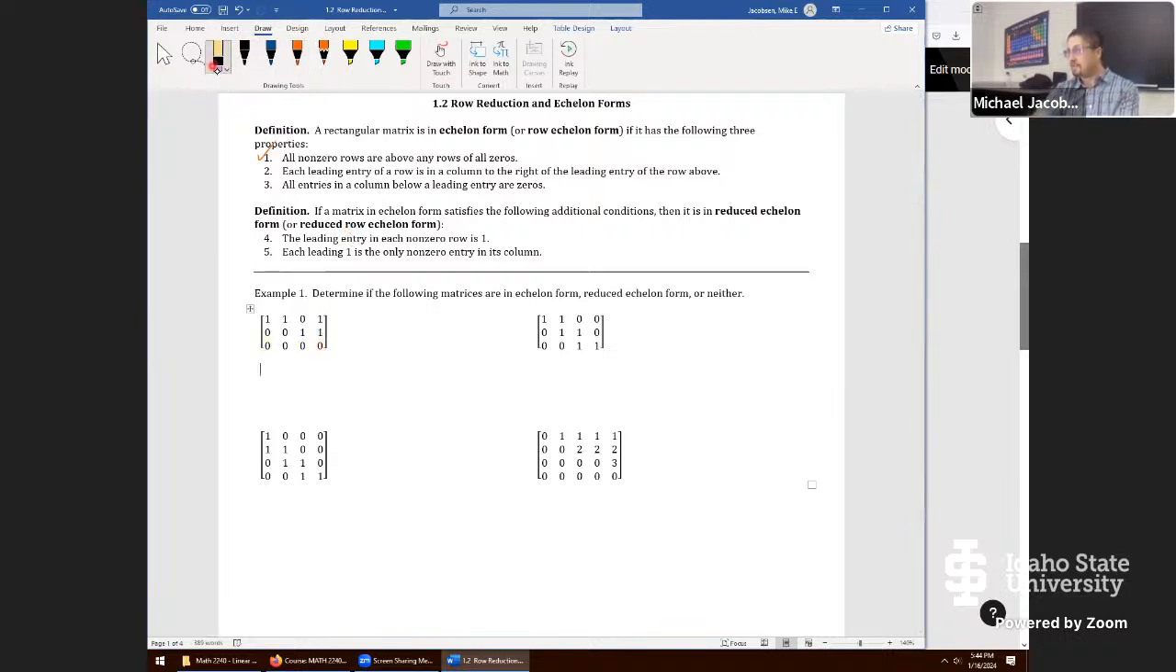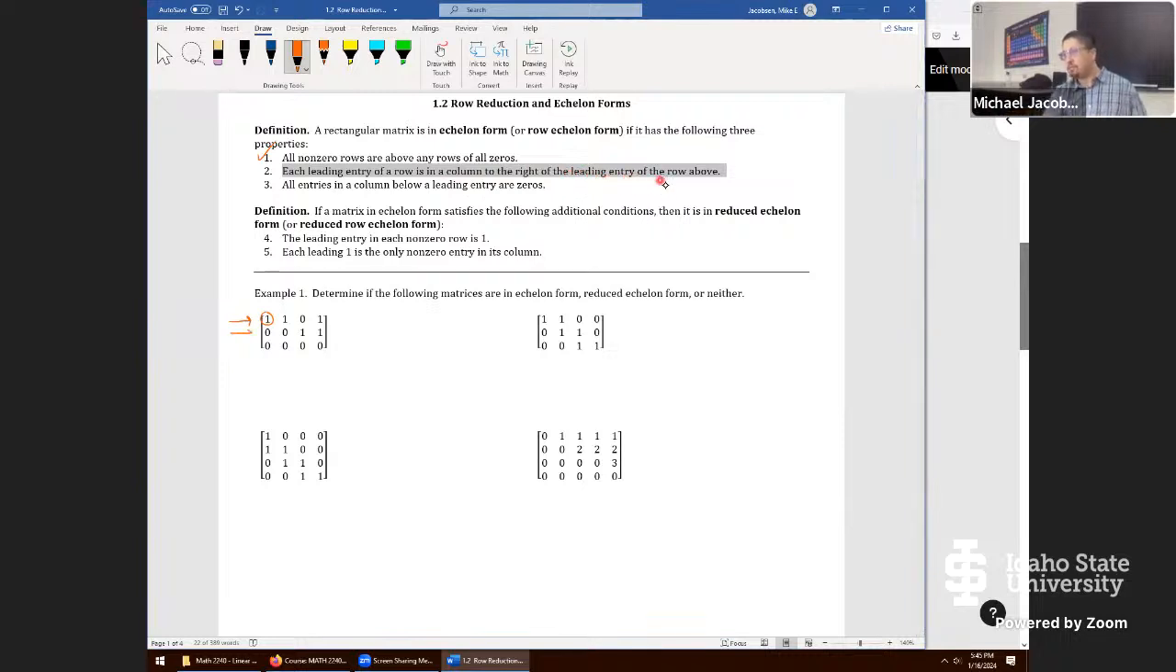Awesome. So next, it says each leading entry of a row is in a column to the right of the leading entry of the row above. That's a mouthful. So there's really a good strategy for reading any mathematical text like this. You have to read it while looking at an example at the same exact time. So let's read through it again. Each leading entry of a row. So let's go to any row, say row 1. This would be the first leading entry. So if we go say, each leading entry of a row is in a column to the right of the leading entry of the row above.